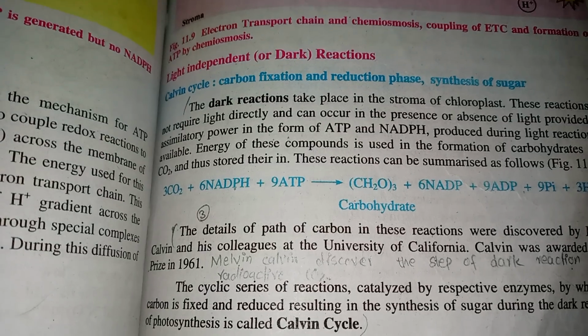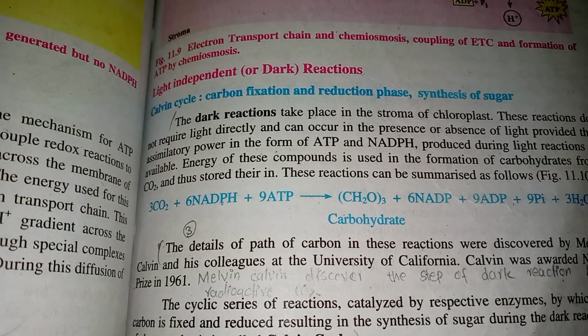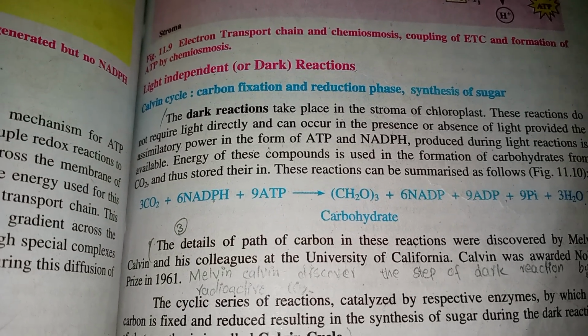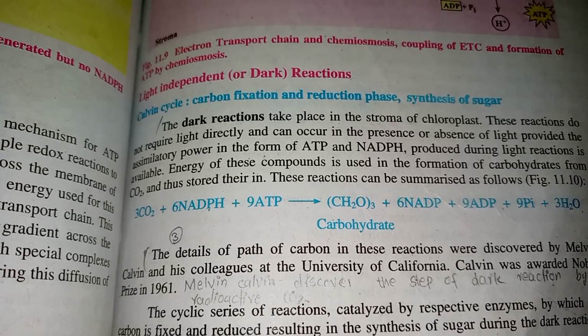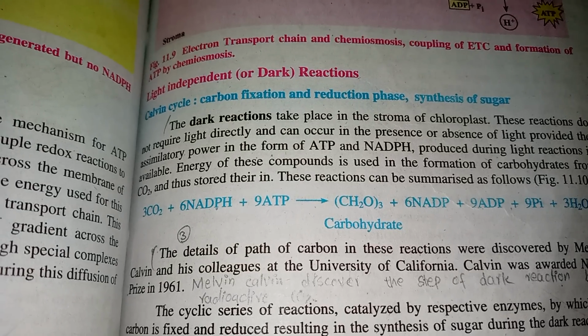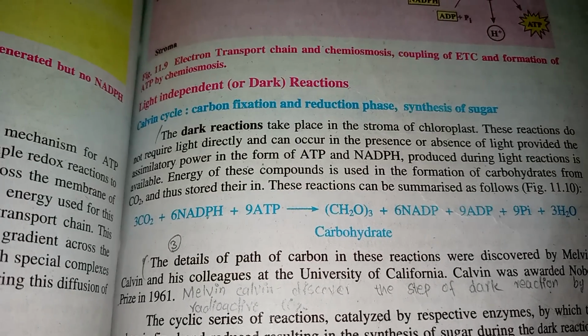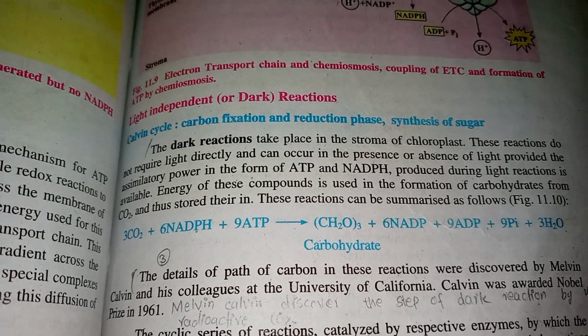So guys, let's start. My topic today is the light-independent or dark reaction, the Calvin cycle: carbon fixation, reduction phase, and synthesis of sugar. The dark reaction takes place in the stroma of the chloroplast.